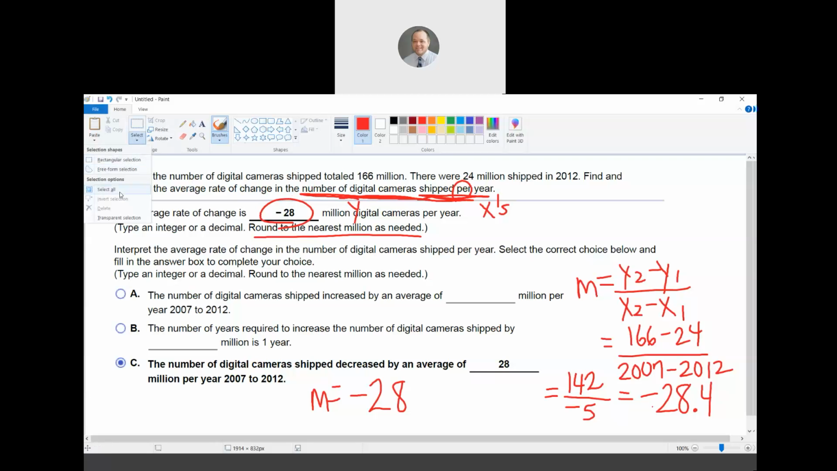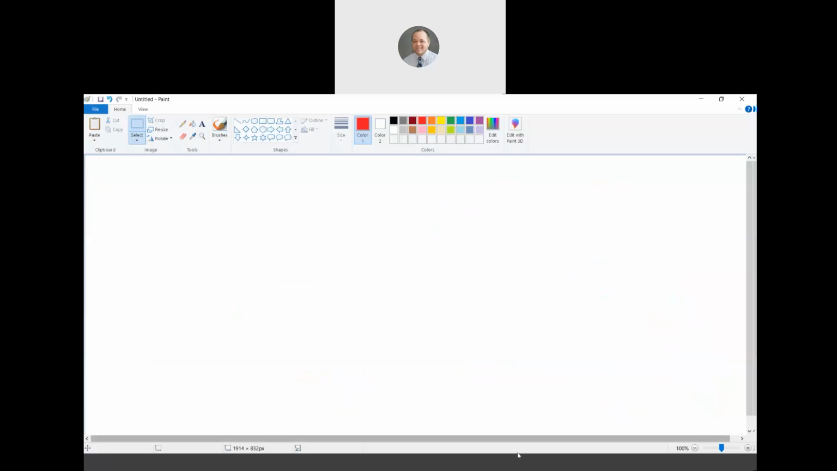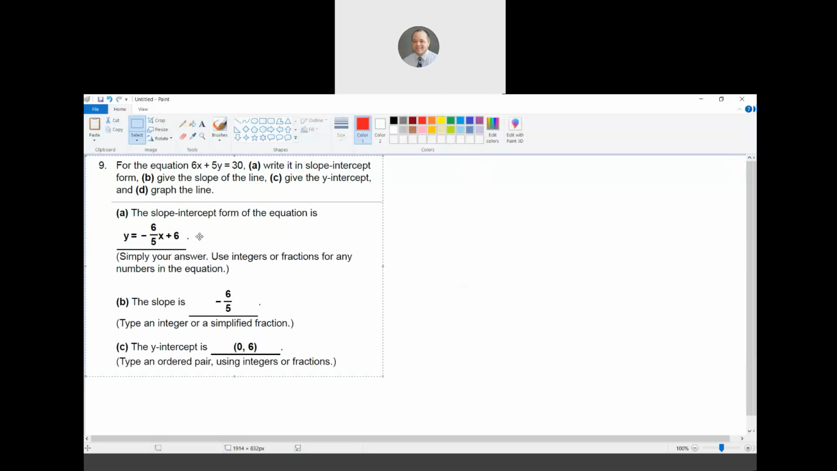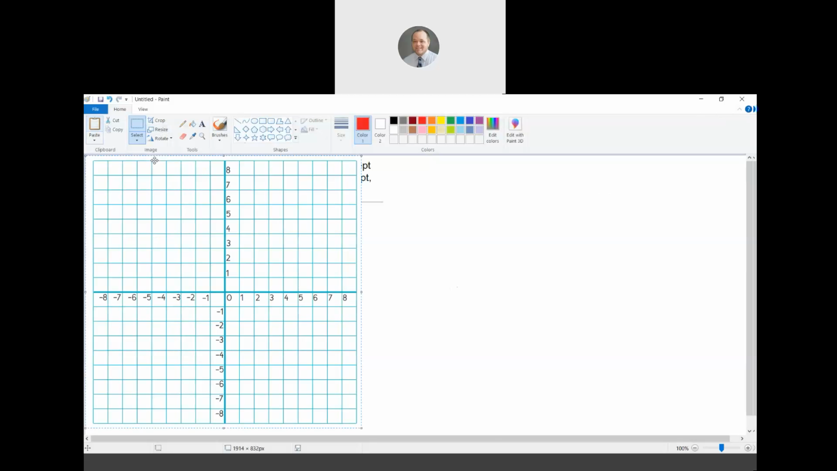Let's look at our next question. Hold on just a second. Let me copy and paste it from my examples. And let me copy and paste the Cartesian plane since we have to do some graphing.